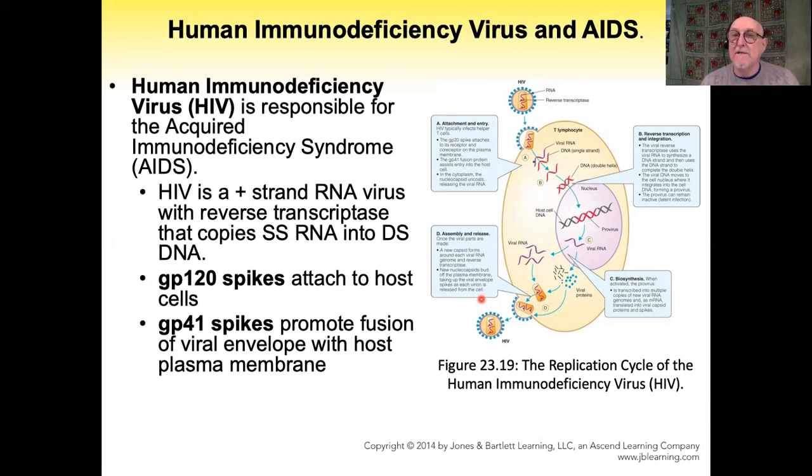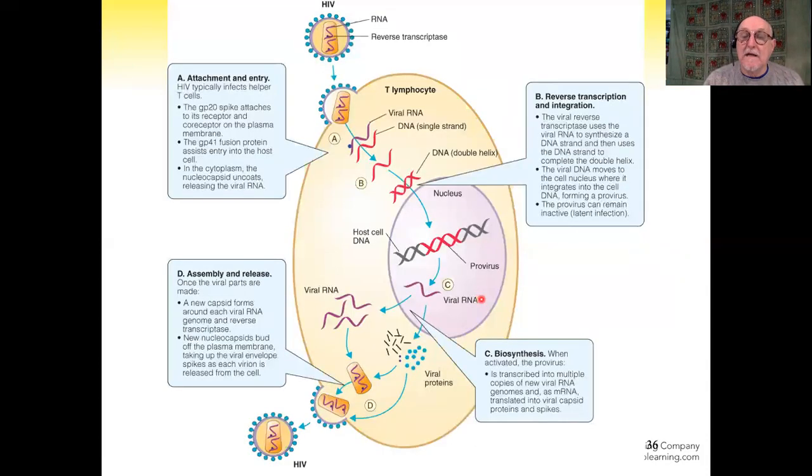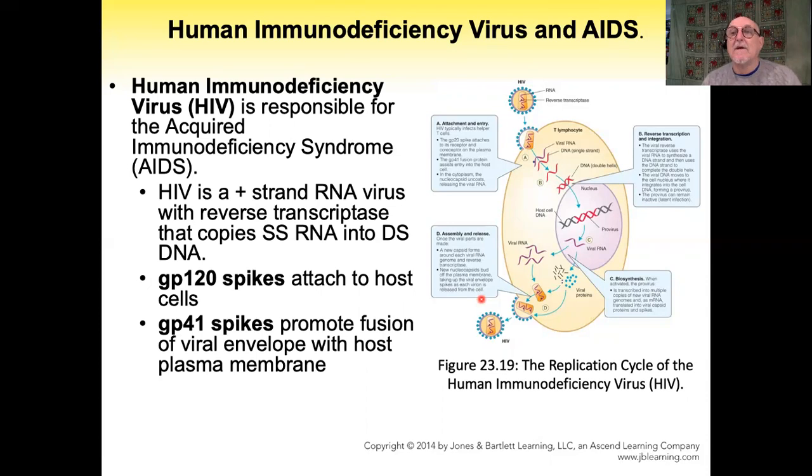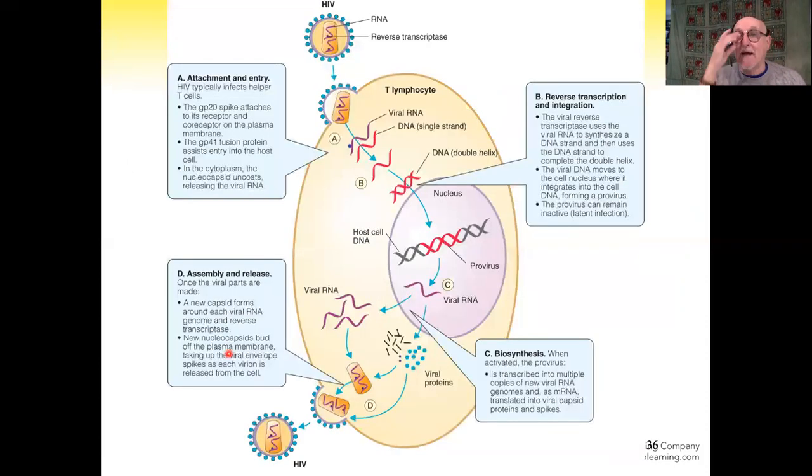So inside the virus, as we'll see in a minute, it has some of its own enzymes together with its genome. On the outside of the virus, it has a set of spikes. It looks rather like the COVID virus. It is enveloped, and then it has spikes. There are two kinds. They're called Gp120 and Gp41. One is responsible for attachment, and the other one is responsible for actually fusing to the host cell.